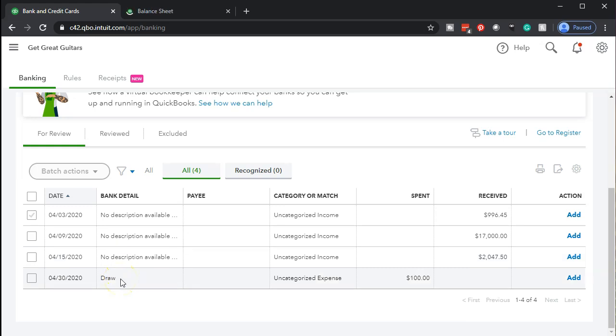So the draws are going to be the items that show up when we see that on the bank feeds. It might be called draws, it might be called withdraws, or something like that, but it's not going to give us a lot of information because it's just cash that came out of the checking account. So we can imagine an ATM withdrawal or something like that. How are we going to enter that into the system?